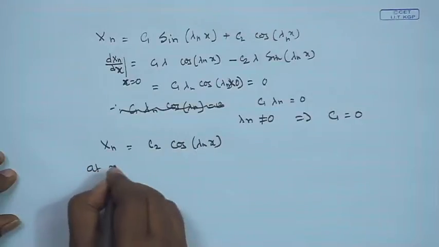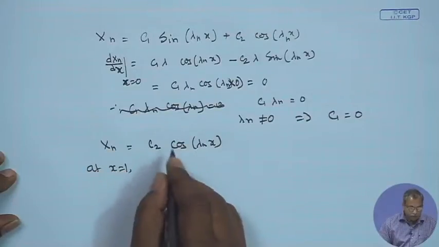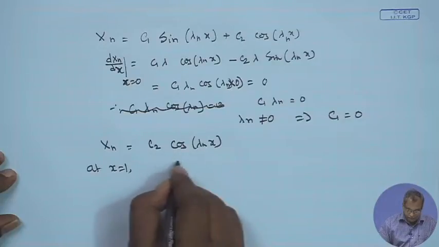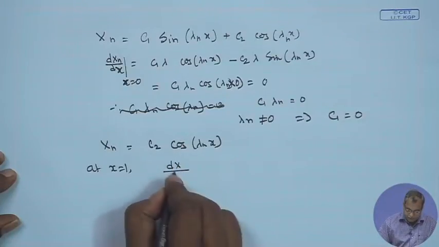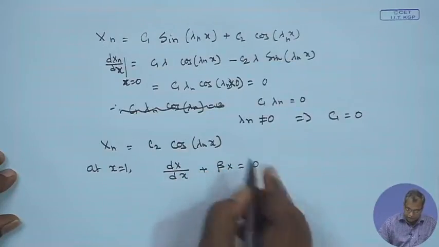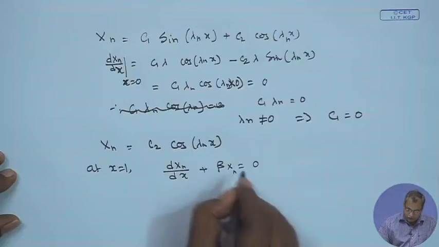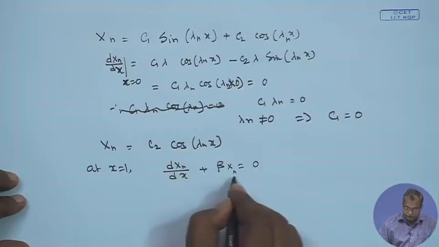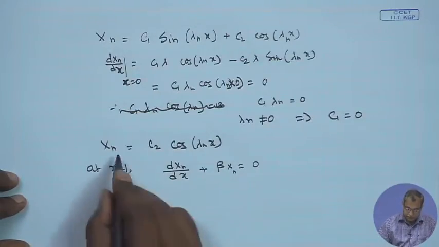Now let us look into the eigenvalues. How are the eigenvalues obtained? The eigenvalues are obtained by the boundary condition we put at x is equal to 1. At x is equal to 1, it should satisfy the original boundary condition of the original problem, that is dX dx plus beta X is equal to 0. For the nth eigenvalue, dXn dx plus beta Xn will be equal to 0, and Xn is equal to this.